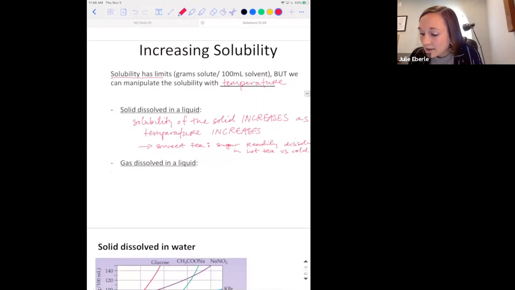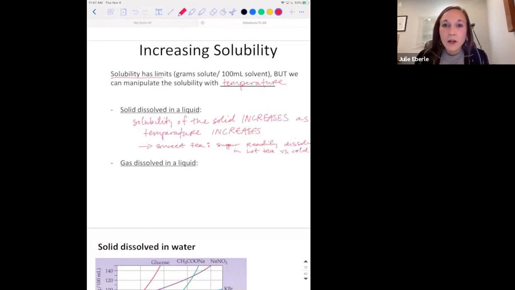So, gas dissolved in a liquid. All right, let's think about this. Let's think about a club soda, for example, or any carbonated drink. Think about your favorite carbonated drink. Okay. Got some orange Fanta people out there probably. Coke or Pepsi, which one's better? I don't know. I don't drink a whole lot of carbonated drinks, but people have strong opinions.